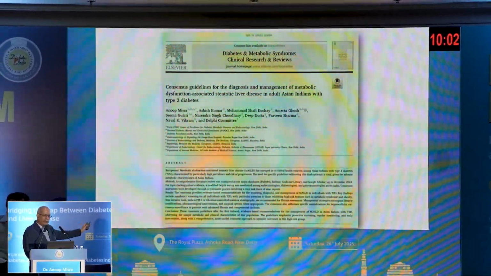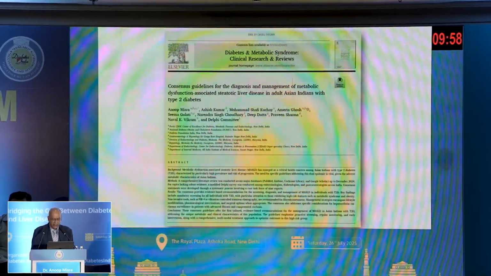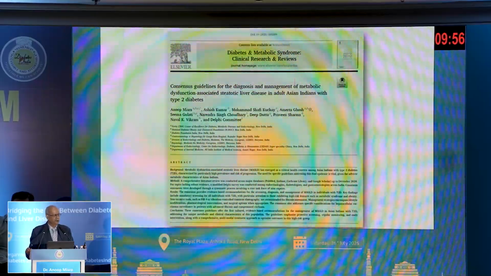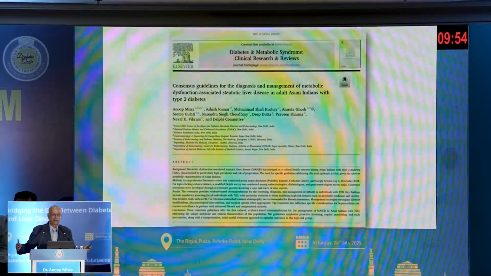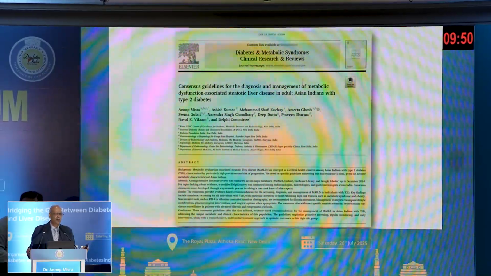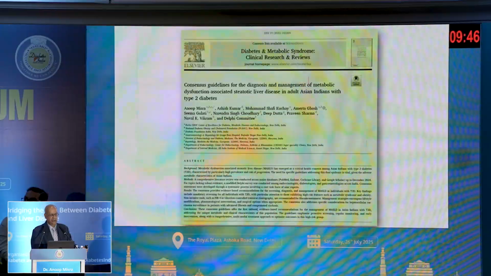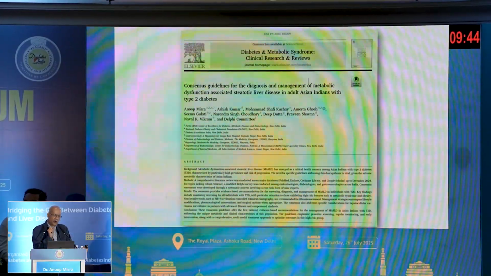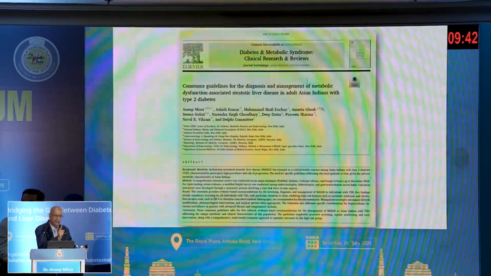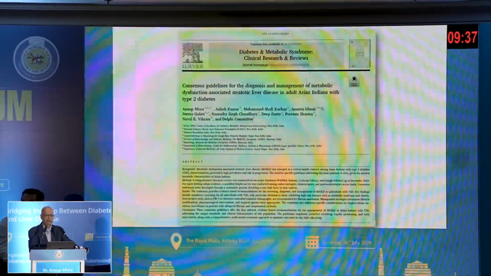So we looked at the guidelines. We looked at the guidelines countrywide, and Ashish was one of the most important persons reviewing everything. We reviewed many papers over 6 months, a lot of work. We reviewed Indian guidelines, we reviewed international guidelines. What did we find out? Not a single guideline on type 2 diabetes. All were on non-diabetic individuals.